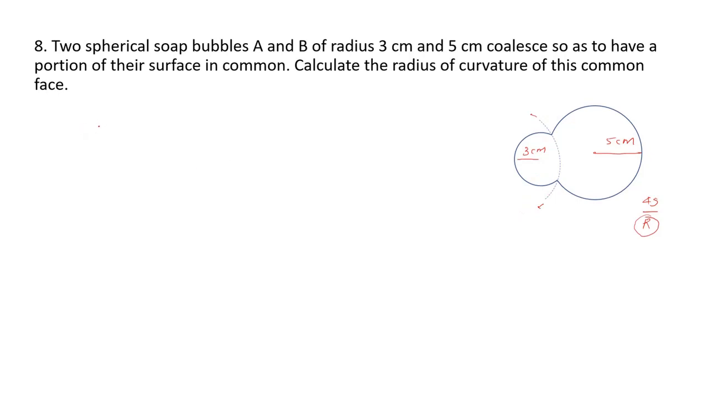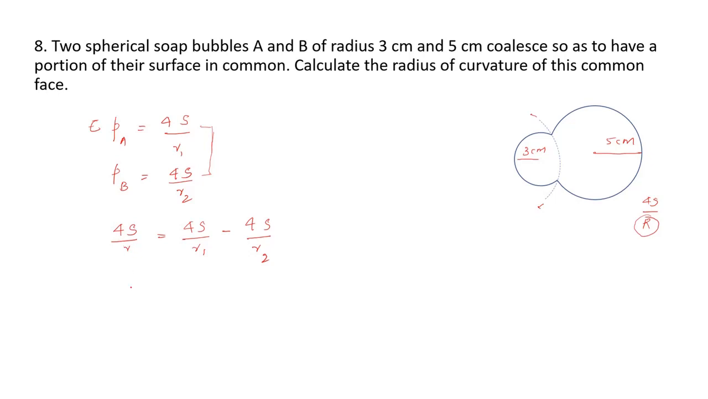So, the excess pressure P inside A is given by 4s by R1, where R1 is 3 centimeter, and the excess pressure inside B is given by 4s by R2, and this is before they have collided. After they have collided, another pressure arises, which is given by 4s by r, and which will be the difference between these two pressures, that is 4s by r1 minus 4s by r2.